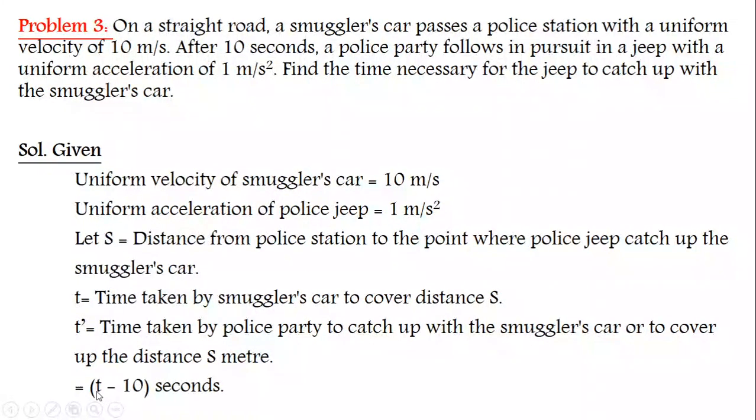So t is the total time taken by the smuggler car to cover the distance. After 10 seconds only, the police party will start. So t minus 10 seconds, this 10 seconds will be subtracted here.